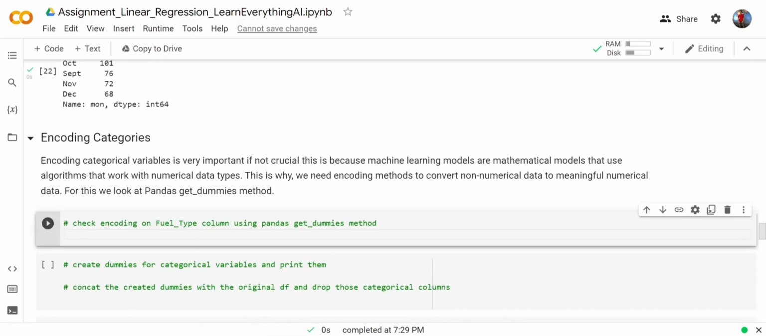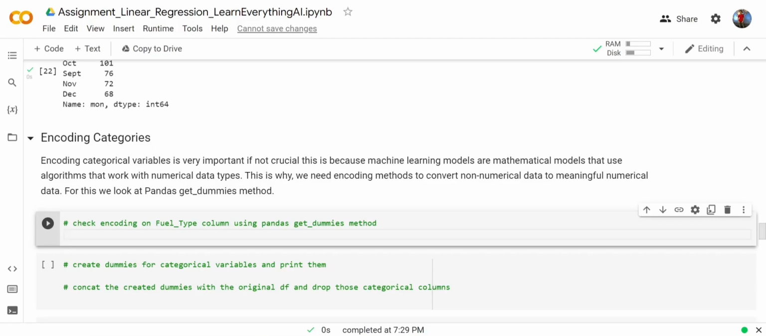As we had said in the EDA lectures, encoding is very important because there are machine learning mathematical models that only work with numerical data types when they are working with predictive analysis. That is why we need to convert non-numerical data into meaningful numerical data. To do this, we look at the pandas get dummies method to encode some categorical variables.